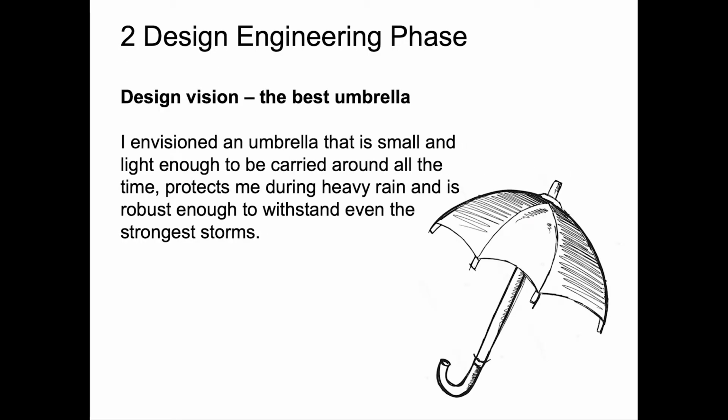In order to make it a little bit easier for you to understand, I'd like to use the example of an umbrella. A design vision could look like that. I envisioned an umbrella that is small and light enough to be carried around all the time, protects me during heavy rain, and is robust enough to withstand even the strongest storms.